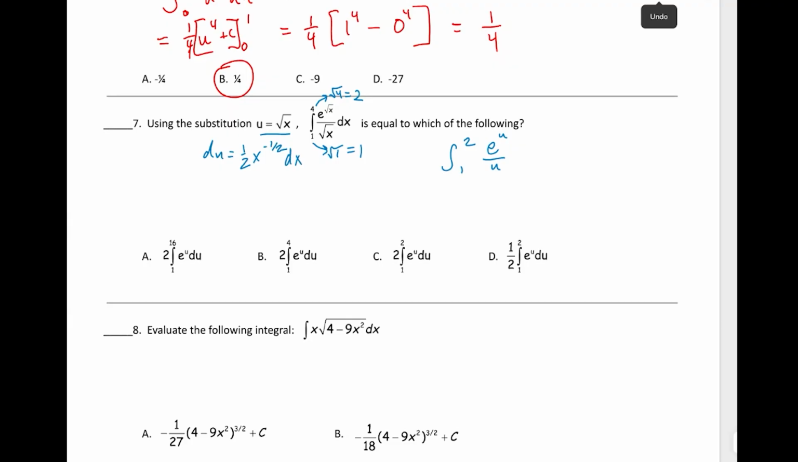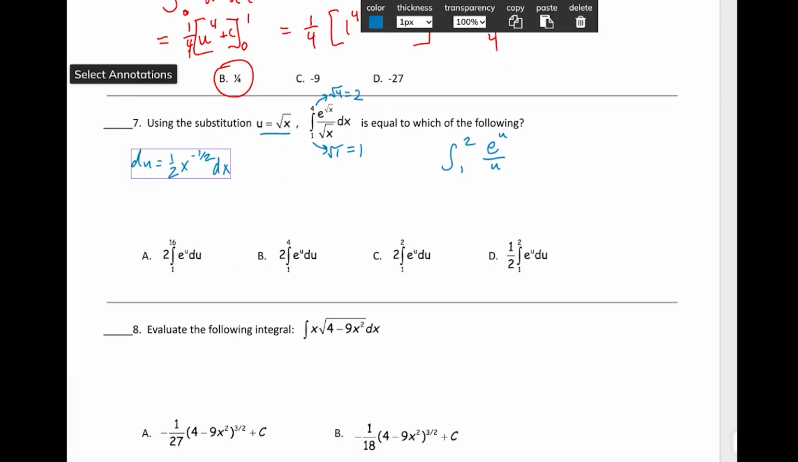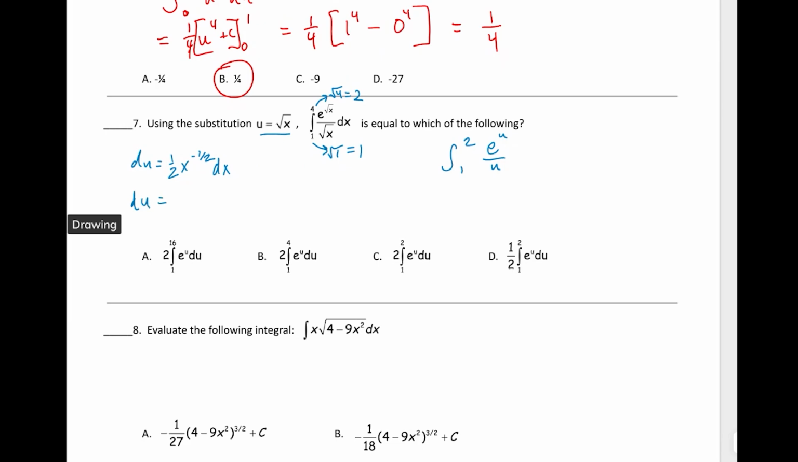dx. Now, let me rewrite this so that it looks a little bit more like what we see in the equation that we're given. That would be 1 over 2 root x dx. Now it's a little bit clearer what we need to do to make this work. We've got to get rid of that 2. So in this case we want to multiply both sides by 2. So that 2 du is 1 over root x dx, which is what we see up there.